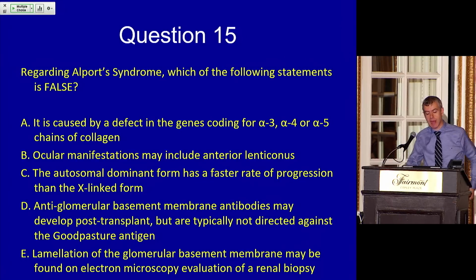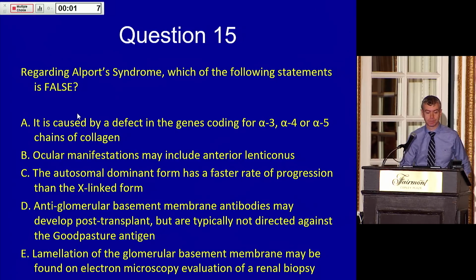Okay, question 15. Regarding Alport syndrome, which of the following statements is false? It is caused by a defect in the genes coding for alpha-3, alpha-4, or alpha-5 chains of collagen. Ocular manifestations may include an anterior lenticonus. The autosomal dominant form has a faster rate of progression than the X-linked form. Antiglomerular basement membrane antibodies may develop post-transplant, but are typically not directed against the Goodpasture antigen. Or lamellation of the glomerular basement membrane may be found on electron microscopy evaluation of a renal biopsy. So regarding Alport, which of those statements is false?